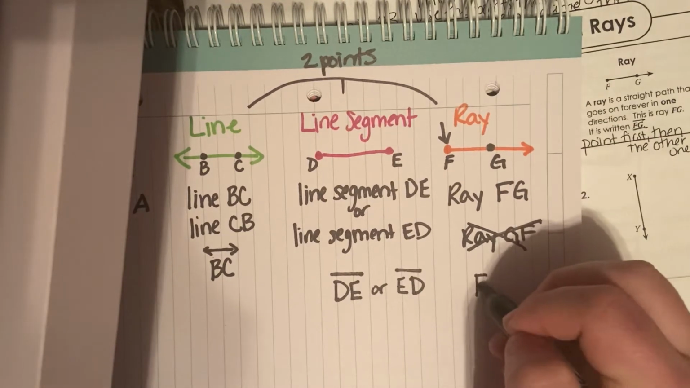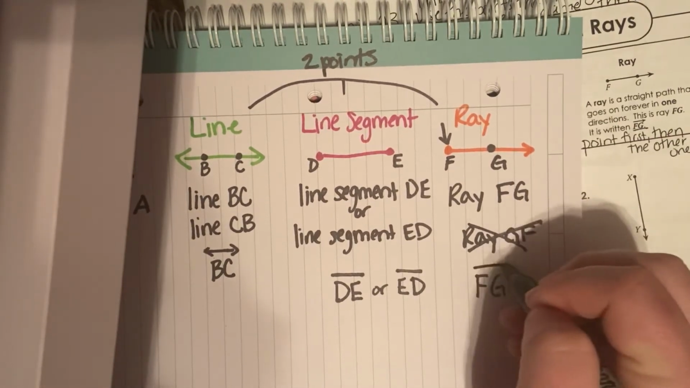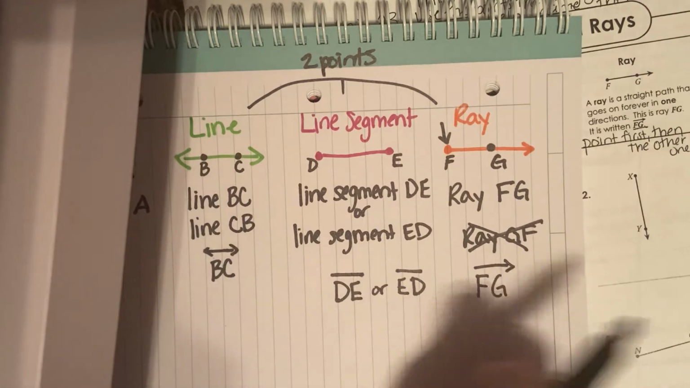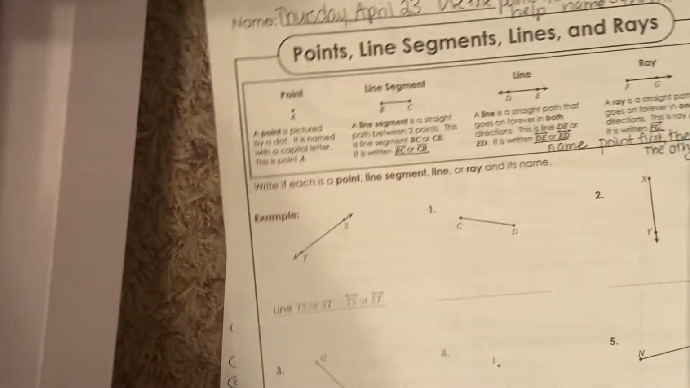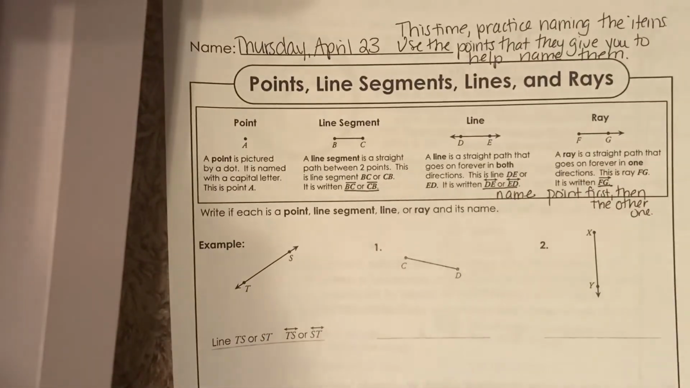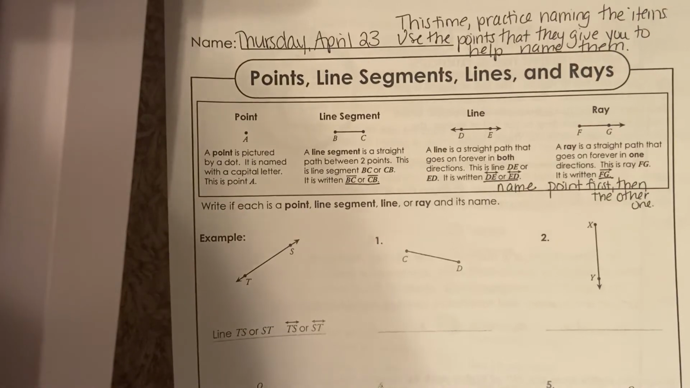If you wanted to write it in the short way, you just draw a bar with an arrow pointing in the direction that it's going. So that would be ray FG. So it's the same information that's right here and on the back of your geometry sheet. It's just explained out a little bit more.